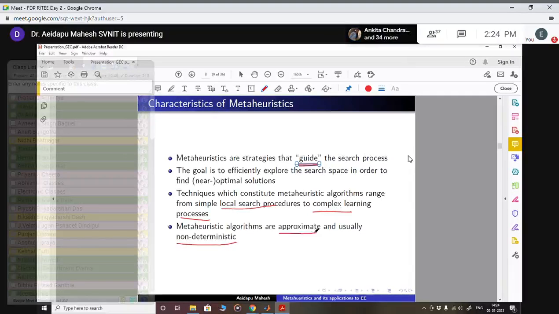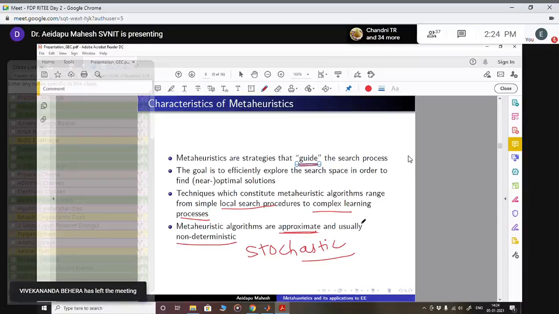You cannot claim 100% that the solution you get from these metaheuristic algorithms is the globally minimum one. It is an approximate solution you are going to get, and these are usually non-deterministic. Non-deterministic means these are stochastic in nature. So what is stochastic? Stochastic means it is probabilistic.